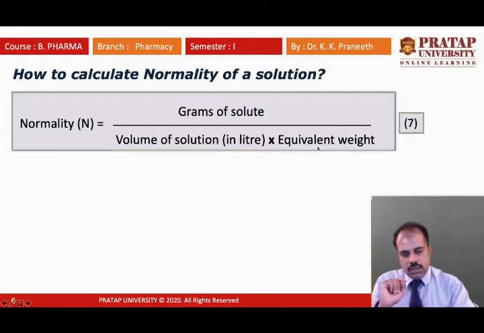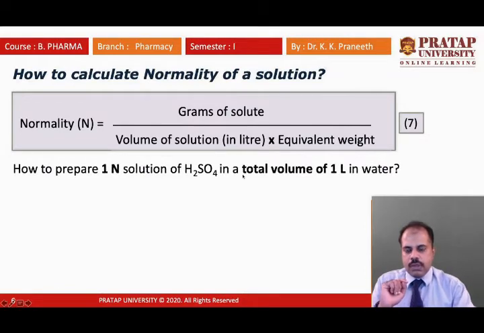So let's make a solution. For example, how to prepare a 1 normal solution of sulfuric acid, H2SO4, in a total volume of 1 liter. We need to make 1 liter of sulfuric acid, and the concentration should be 1 normal. How to make this? So use this formula to calculate the number of grams of solute needed, right?